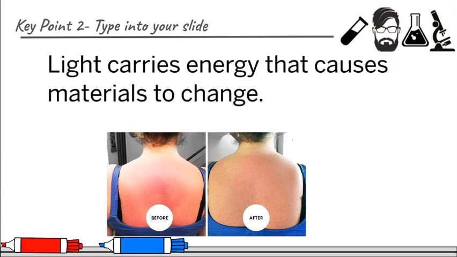Now, I have made you already understand this concept. We've already talked about this concept in this key point, so don't type this one down yet. Light carries energy that causes materials to change, right? And I gave you the example of the sunburn, right? Now, change can mean a lot of different things, right? Change can be either good or bad. Today, we're going to do a little investigation and see what exactly I mean by change.